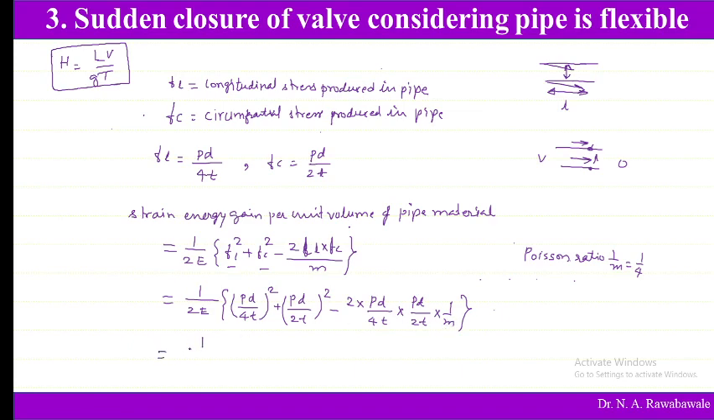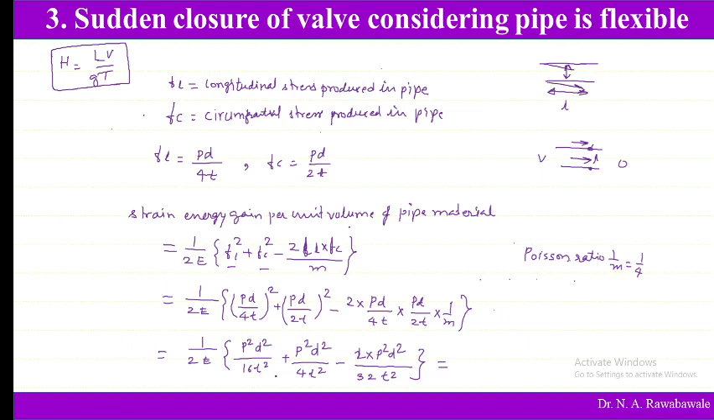So this becomes 1 divided by 2E in bracket. This we can write as P square D square divided by 16T square plus P square D square divided by 4T square minus 2 into P square D square divided by 4, with 1 by M taken as 4, so 4 times 16 into 2, 32 T square in the denominator. So now we can again simplify this. P square D square divided by 4T square.